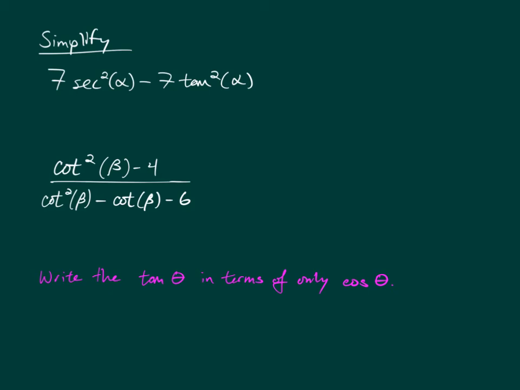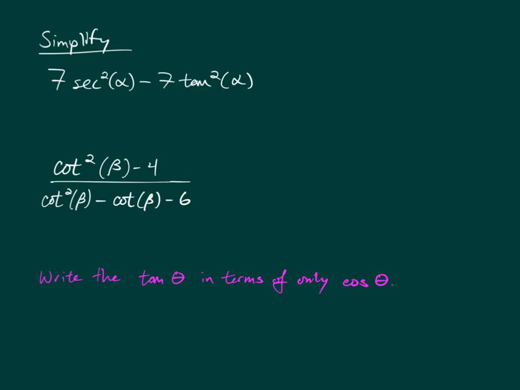So the first example that we have here is 7 secant squared alpha minus 7 tangent squared alpha. And I think I mentioned it one other time in this video that Greek letters get used for angle measurements. And so you can see alphas, you can see betas. I think you'll see a gamma coming up here, but most of the time you see this one down here, theta. But just be aware that they're just other letters or variables that we can use.